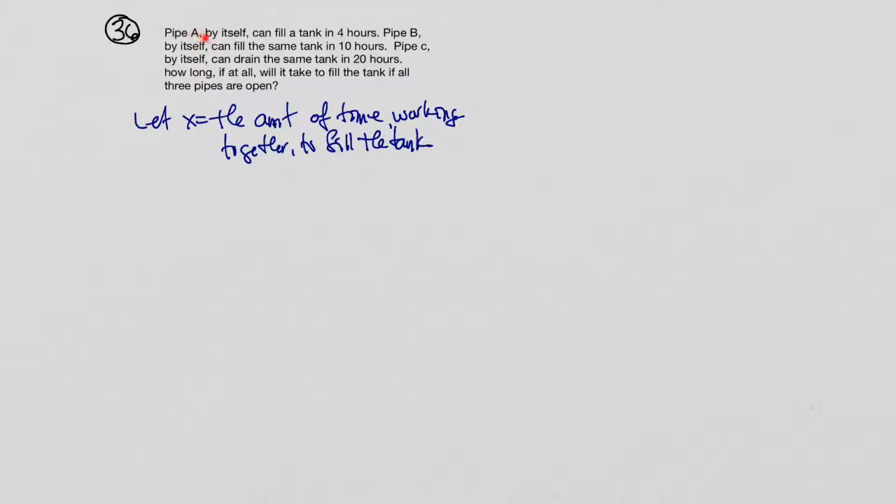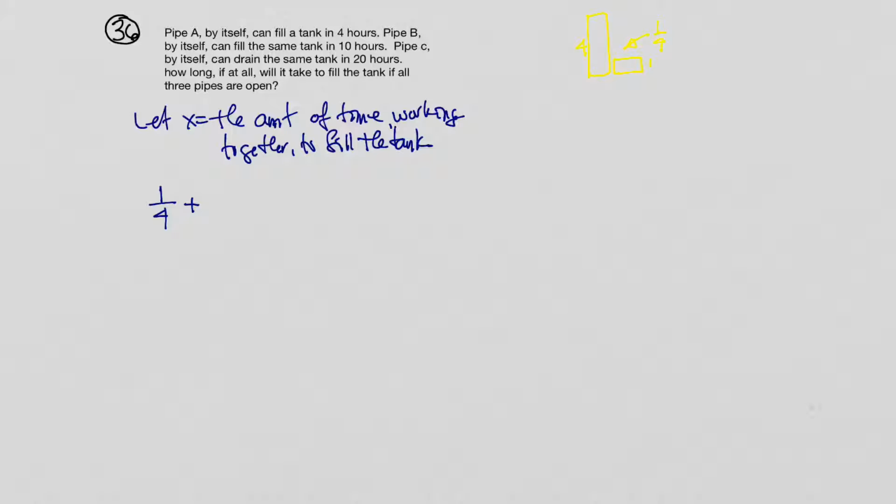Now, pipe A by itself can fill the tank in 4 hours. So I'll draw that little picture like we did last time. Here it is over here on the right. So pipe A can fill the whole tank in 4 hours, so in 1 hour, pipe A can fill 1/4 of the tank. So A's contribution to filling the tank will be 1/4, plus.